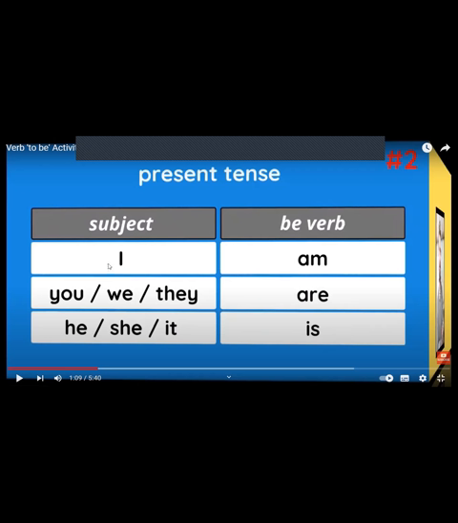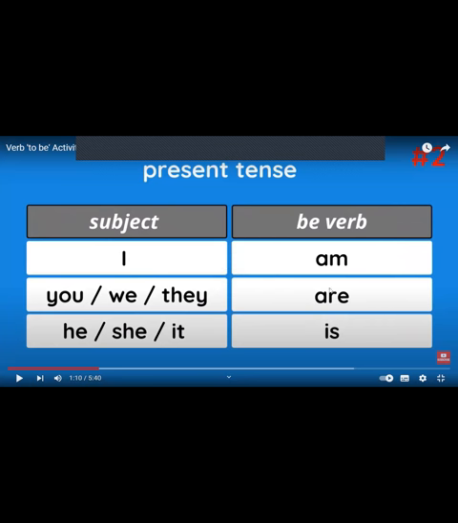So now you have to keep in mind that this is the subject and this is the verb to be. What's the verb to be? Is. What's the subject? What's the person? I, you, we, they. He, she, and it. So, depending on the person, you are going to use to be, right? This to be is related with this. This to be are is related with this, and this verb to be is related with I. Let's continue.